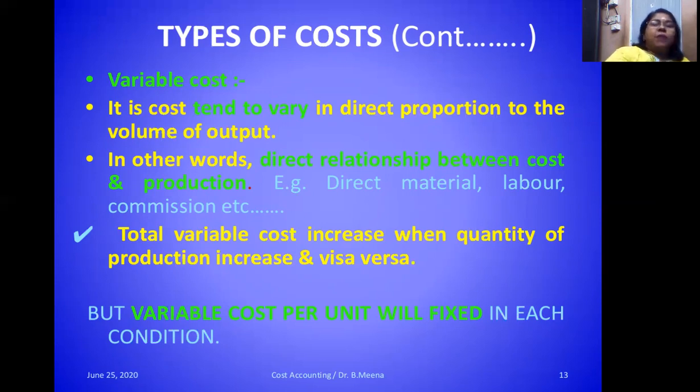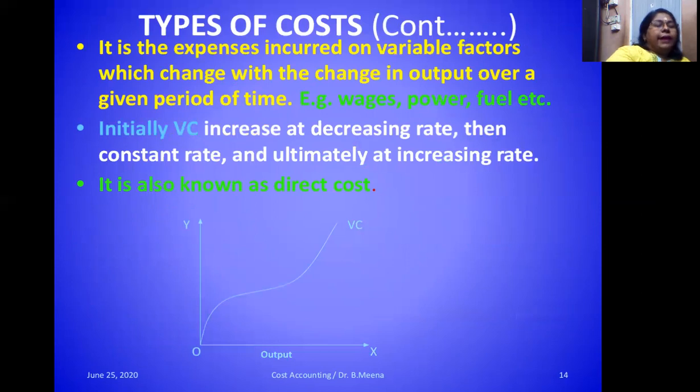So what are the examples I told you? Direct material costs or labor costs. Look at the diagram in the slide. Variable cost will increase when production is increasing. Variable cost at the initial stage is zero because my production is zero. So this is an explanation for the variable cost curve. Okay, it's also known as direct costs.